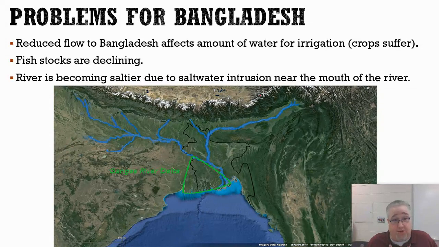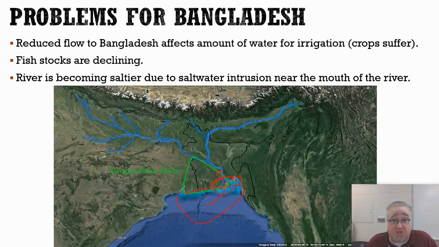Another big issue, and we talked about this yesterday, is saltwater intrusion. All of this water down here, this is all saltwater, right? That's part of the Indian Ocean. The river is carrying fresh water. So right in this area is where the fresh water and the salt water meet. Well, if the fresh water is not flowing at the rate that it used to flow, then this salt water is making its way further up the river.